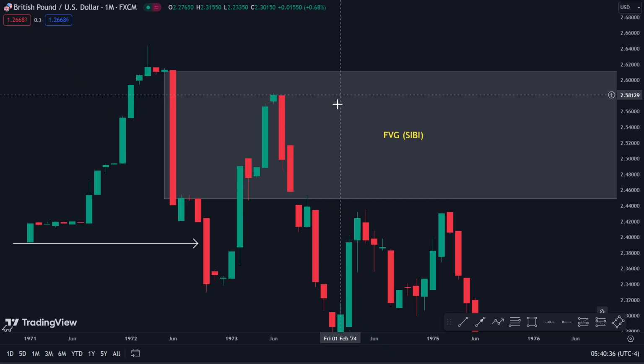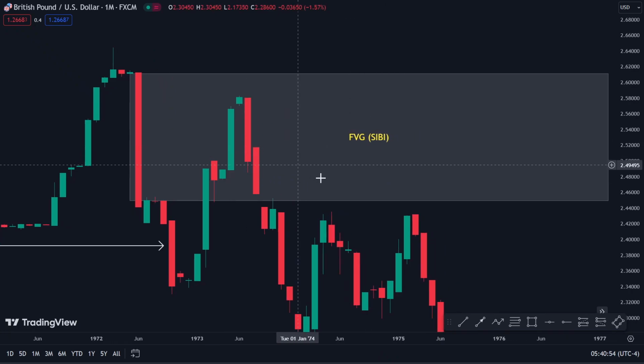It was never failed, so long as it just hits it, or rather digs slightly into that fair value gap. When price digs slightly into that fair value gap, that's a permissible price action. And okay, also here we have a fair value gap.